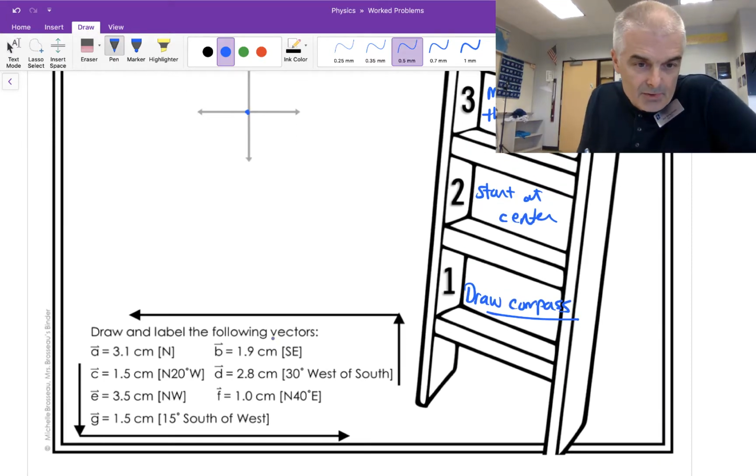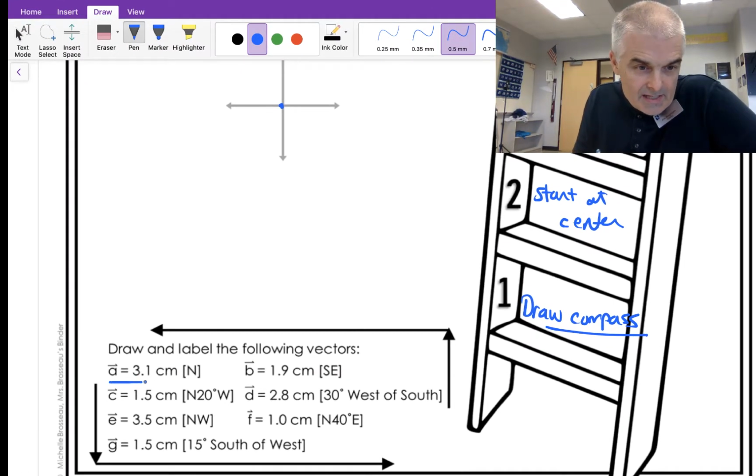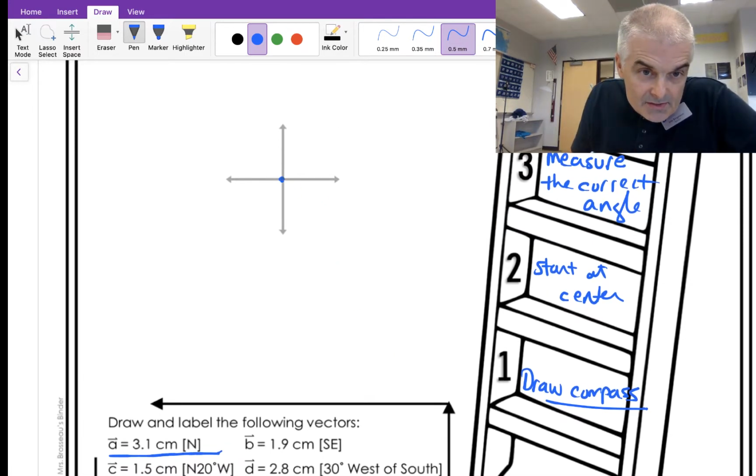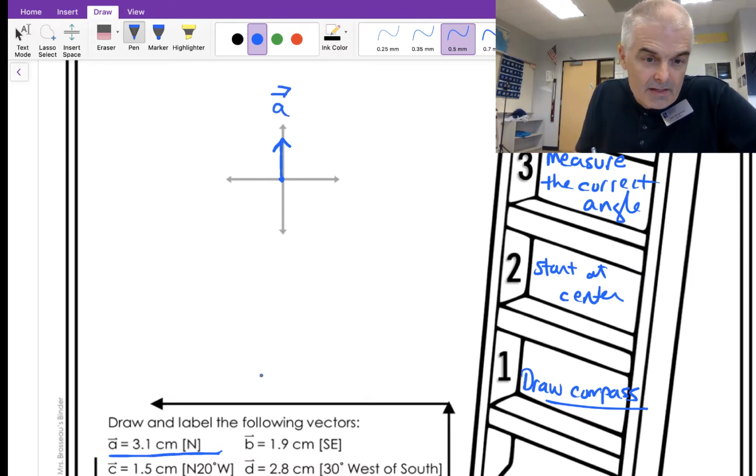Draw and label the following vectors, where A is 3.1 centimeters to the north. Now if I had a ruler, then we would just start at the center, right? On the compass, draw, and I would go up here, and that would be the vector A, arrow, right? Now B is 1.9 centimeters to the southeast. So if this is south, this is east, this is west, and of course this is north. So I'm going to draw this 1.9, a little shorter than the other. Right, so that would be B.